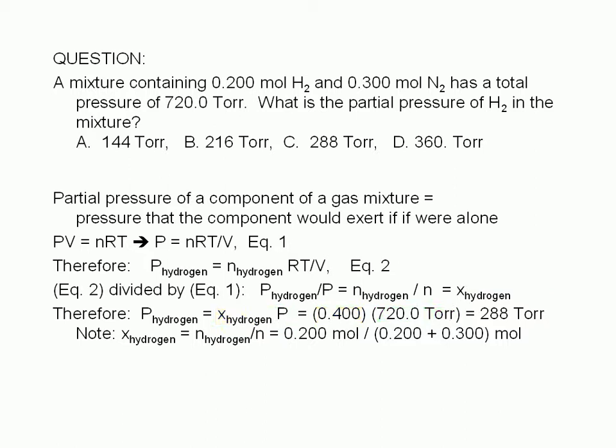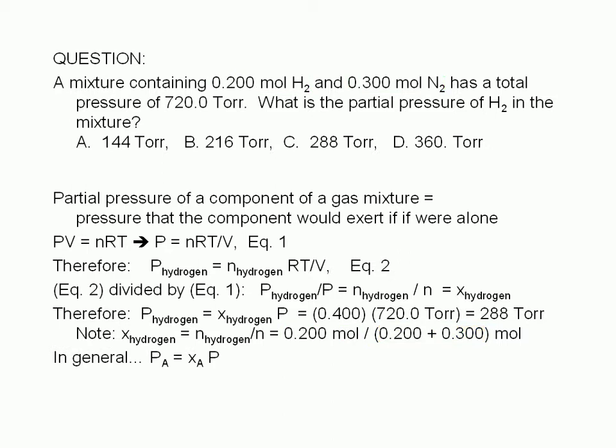it's simply equal to the moles of hydrogen, which is given in the problem as 0.2, divided by the total moles of gas, which is just the sum of the moles of hydrogen and nitrogen. The amount of nitrogen is given as 0.3 moles in the problem.